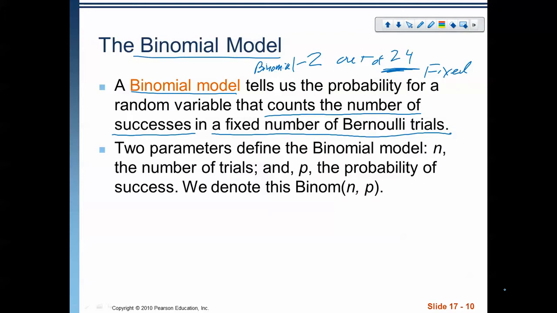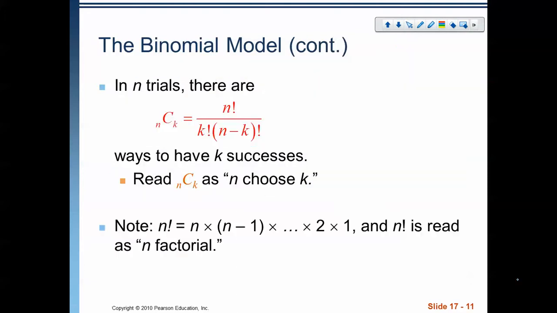In a binomial model, there are 2 different parameters that need to be defined. The first is n, the total number of trials. And the second is the probability of success, p, for whatever that is. The proper notation for this is binom(n, p). In your calculator, I think it's binom, I think that's actually the same thing. So, what does the binomial model look like?